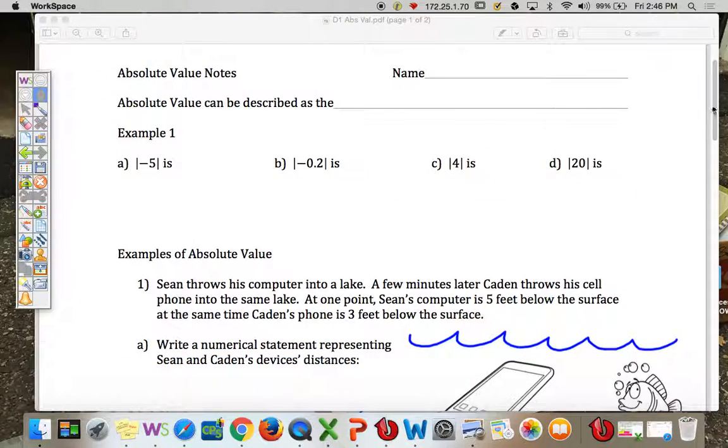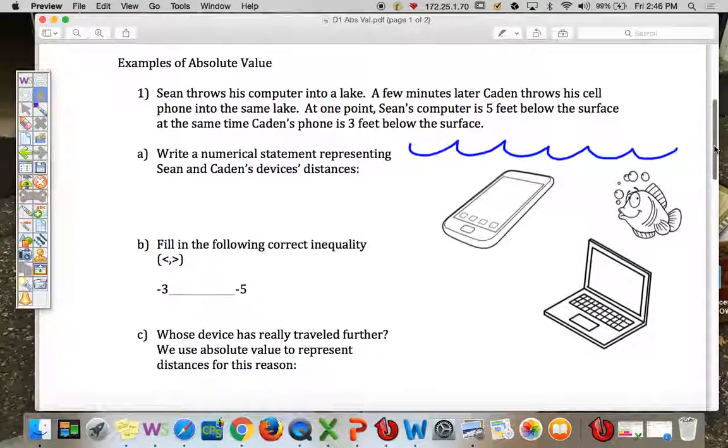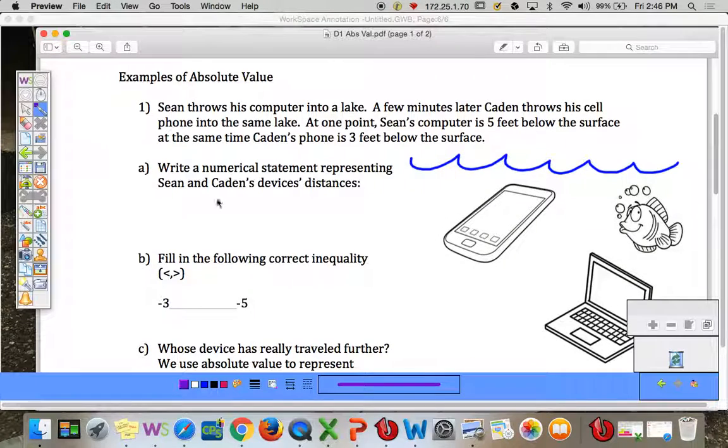So let's do some examples. Sean throws his computer into the lake. A few minutes later, Caden throws a cell phone into the same lake. At one point, Sean's computer is 5 feet below the surface. At the same time, Caden's phone is 3 feet below the surface. It says, write a numerical statement representing Sean and Caden's devices' distances.